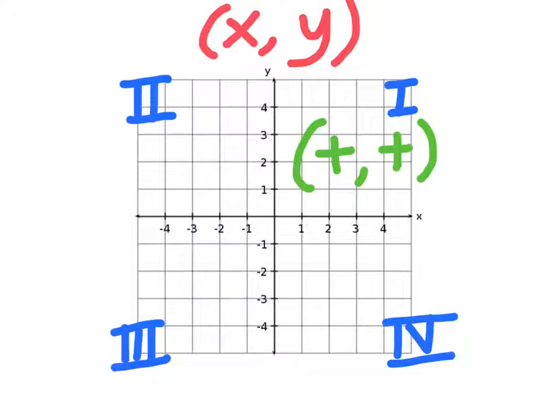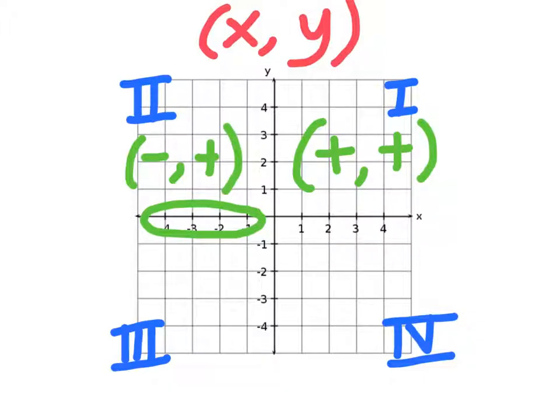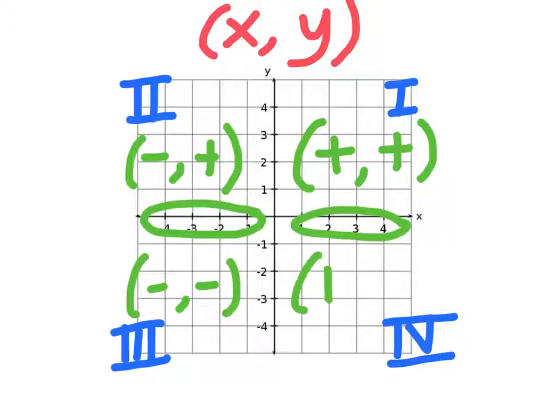In quadrant 2, the x will be negative because we're going into the negative numbers. So it would be a negative and a positive. In quadrant 3, both coordinates would be negative. And in quadrant 4, the x will be positive again, so we will have a positive and the y will be negative.